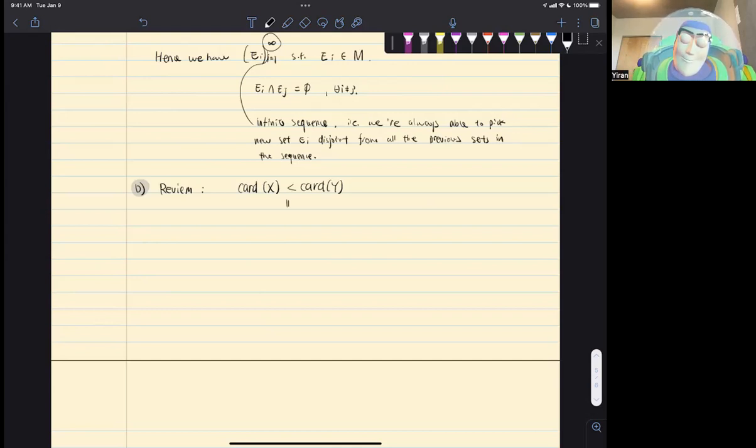So that shows the sequence F_j, where j is equal to 1 to infinity, is not a disjoint sequence of sets. And that is a contradiction because by part A, at the beginning we chose this to be a disjoint sequence of sets, and hence f is injective, and hence the cardinality of M is larger or equal to C, and we finish our proof.